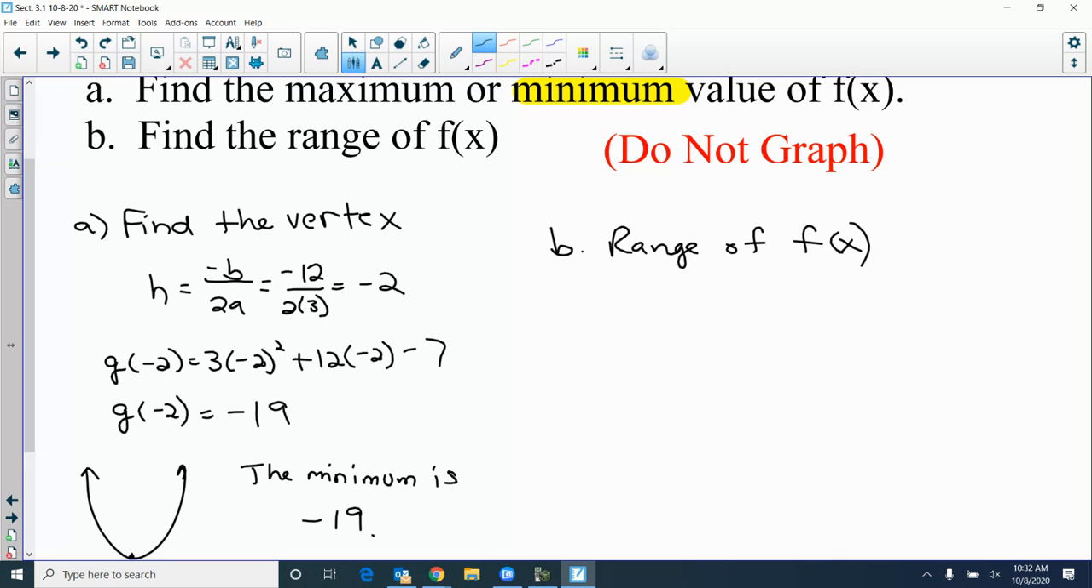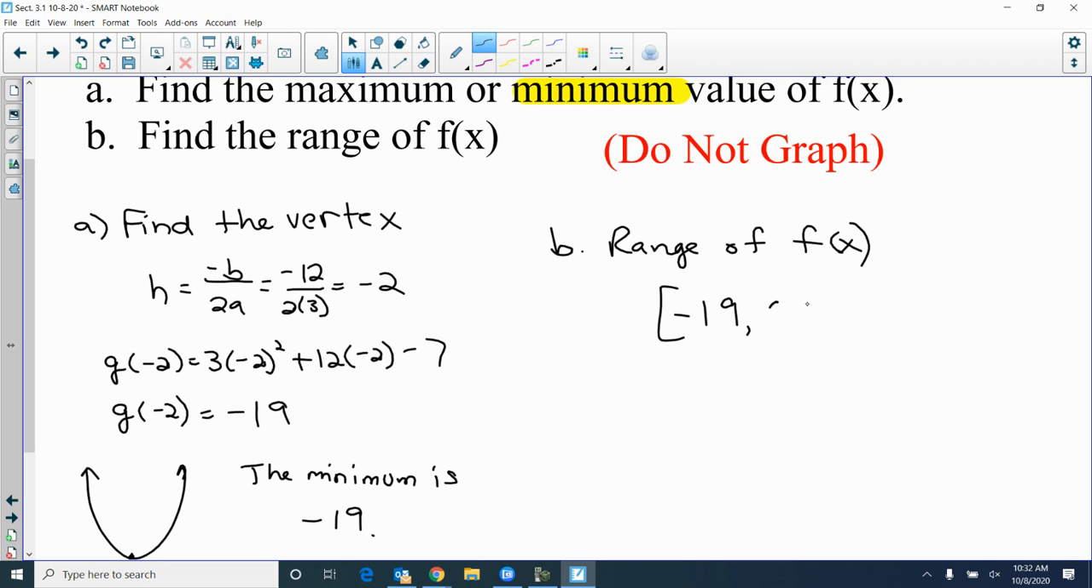Range of f of x. Madison, you know what it is? Not sure. Take a look at it, everybody. Cooper, you know what it is? Infinity? No. Nathan? Bracket negative 19, comma infinity. Bracket negative 19 to infinity.